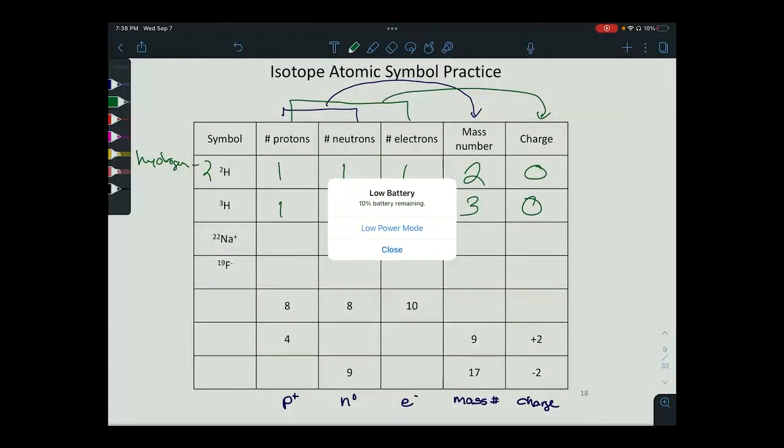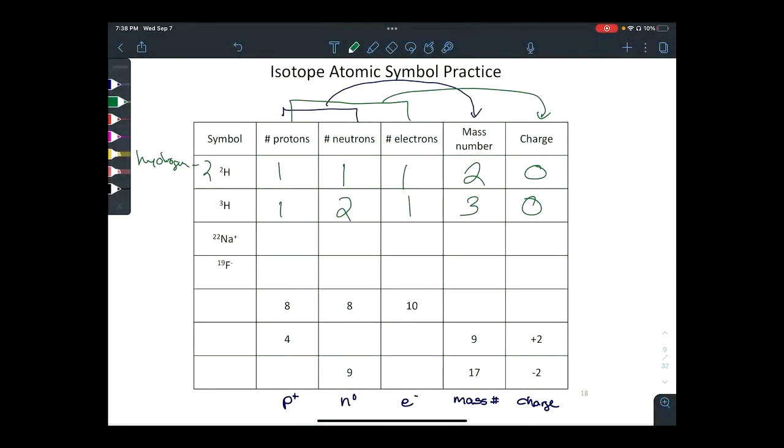Oh no, low battery mode. Crap, am I going to make it? Yikes. Okay, let's keep going.